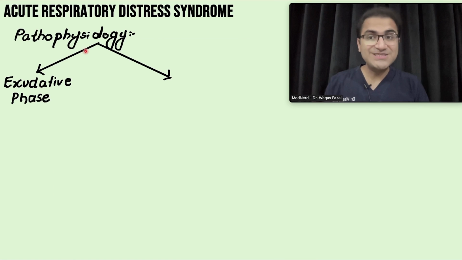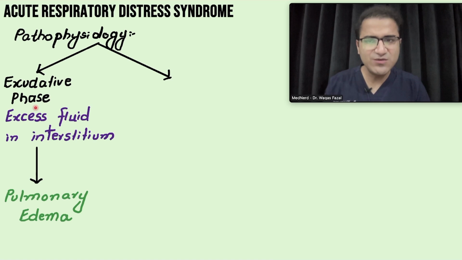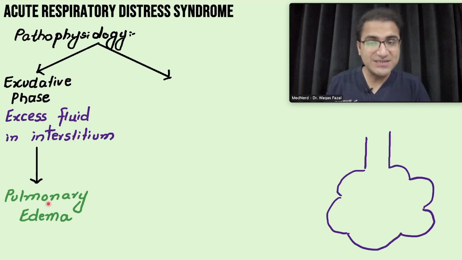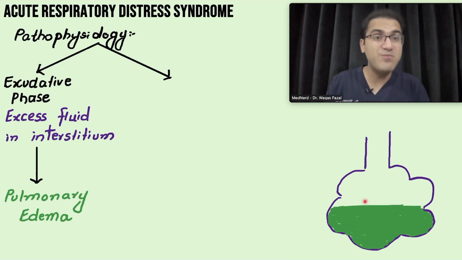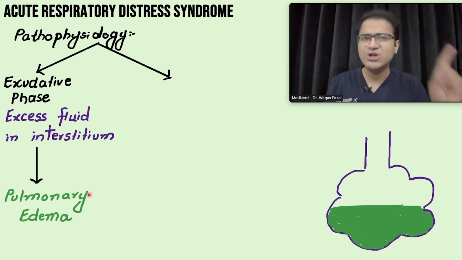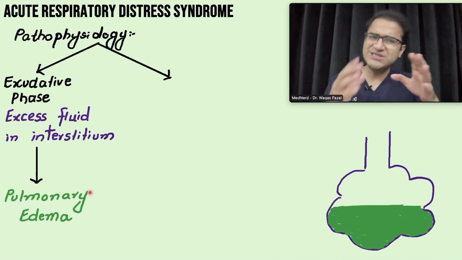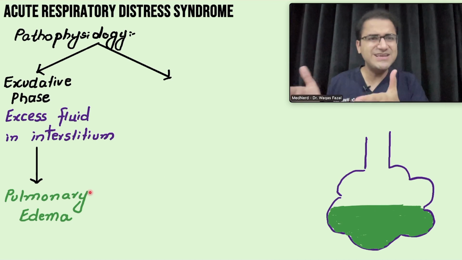Now there is an exudative phase of acute respiratory distress syndrome. In the exudative phase, excess fluid accumulates in the lung interstitium, which results in pulmonary edema. This is an alveolus, and in the alveolus fluid starts to accumulate, resulting in pulmonary edema, and this pulmonary edema is non-cardiogenic. The patient is not having any heart failure, but still is developing this type of pulmonary edema. So this is acute respiratory distress syndrome.